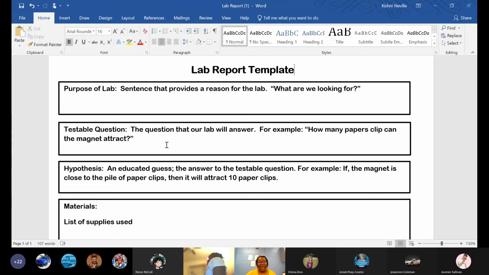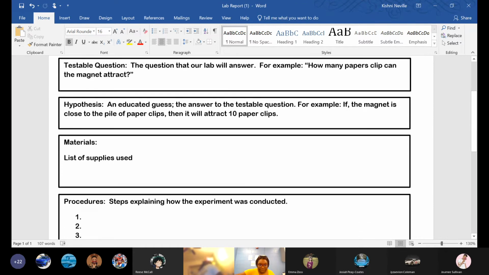The third part of a lab report is your hypothesis. You may have heard of hypothesis before when you were in elementary school. A hypothesis, as you've heard, is an educated guess. But what's more, Ms. Neville wants to add to what you know about the hypothesis. The hypothesis also answers your testable question. So as you're working to complete this testable question to make a lab, you want to write what you think will happen.